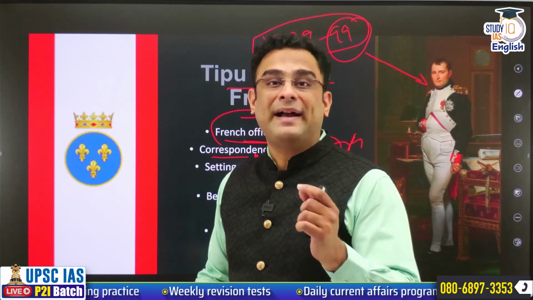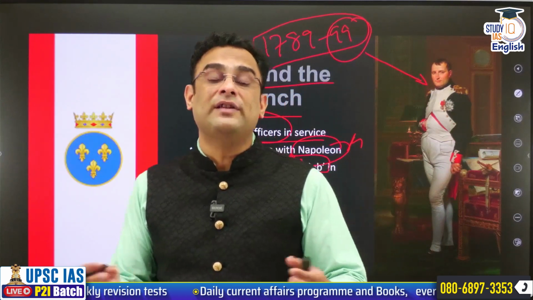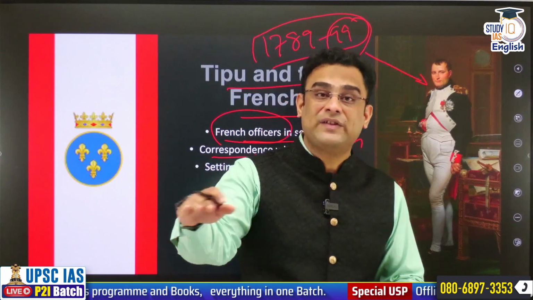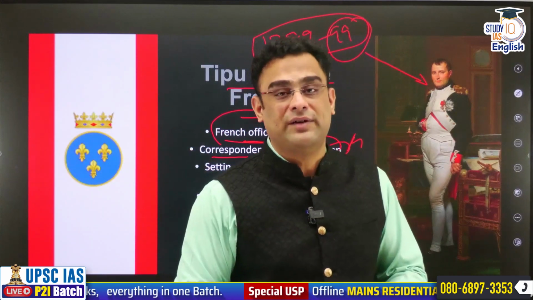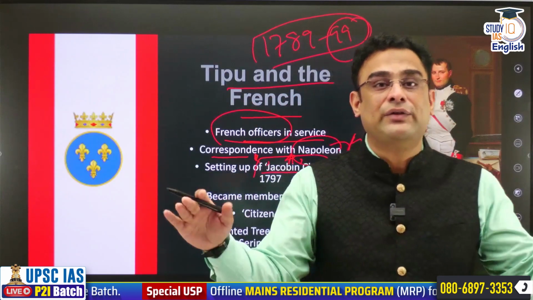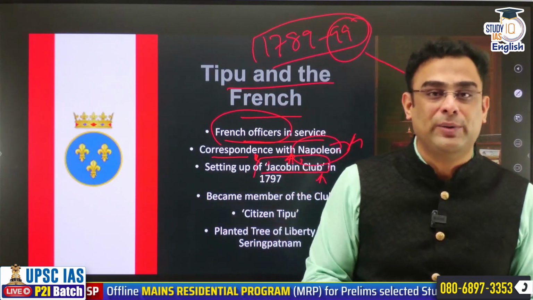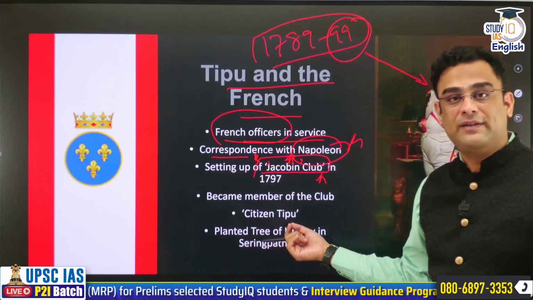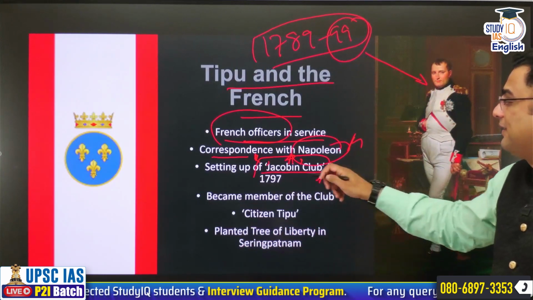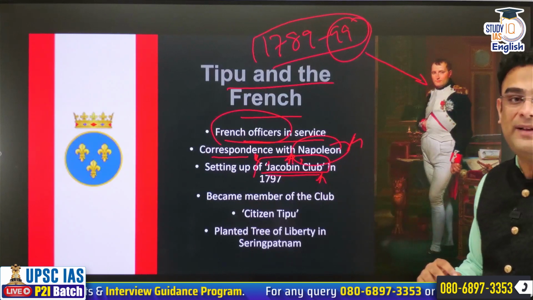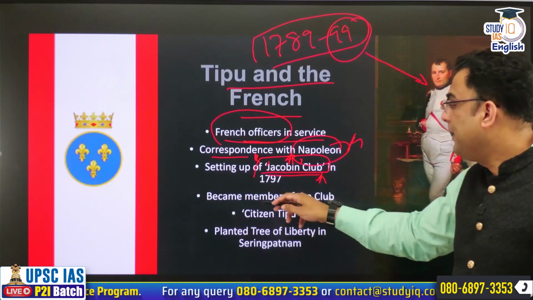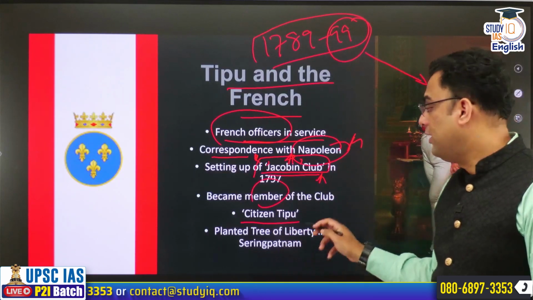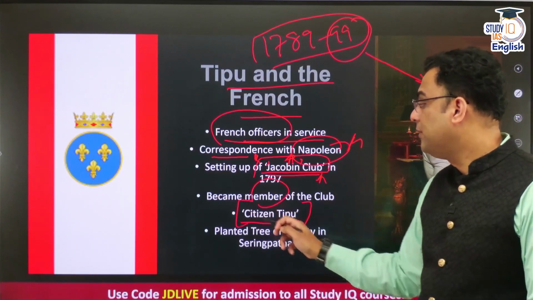during this period, Maximilian Robespierre gave universal franchise. He abolished slavery. He brought about price control so that poor people would not suffer. He de-Christianized the society and made the state truly secular. So many such radical measures were taken by the Jacobins, and Tipu Sultan also established a Jacobin club here in 1797. He became a member of the club and allowed others to call him Citizen Tipu.